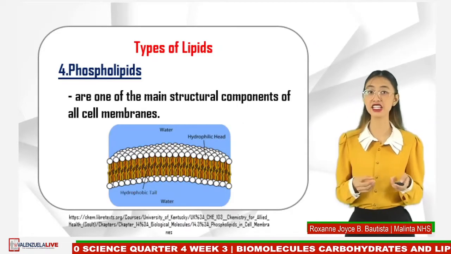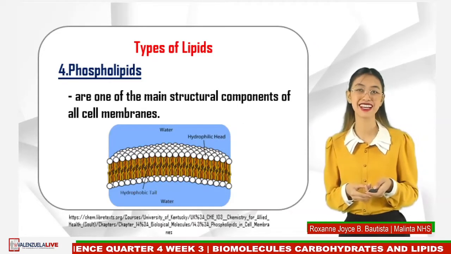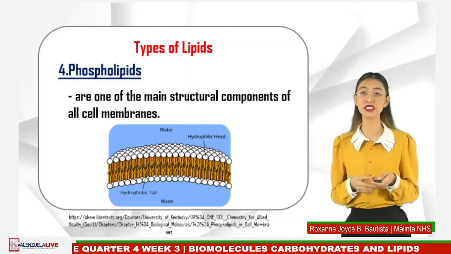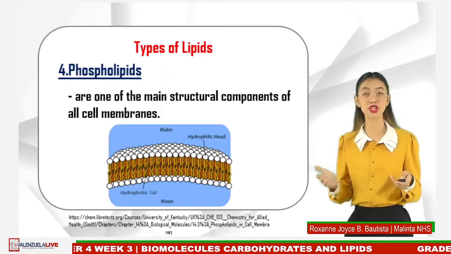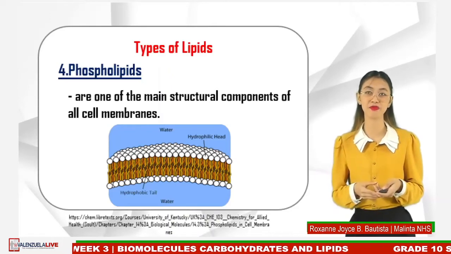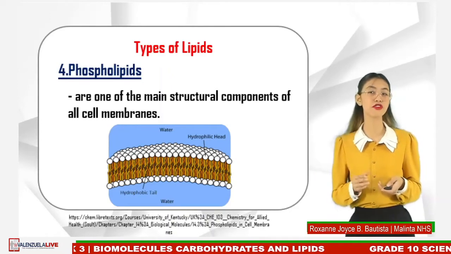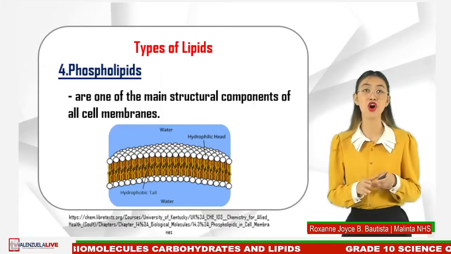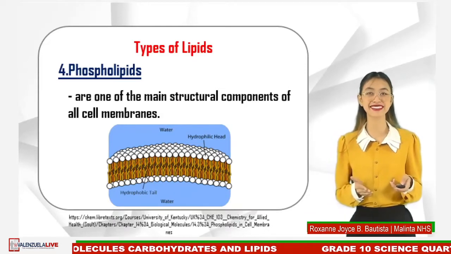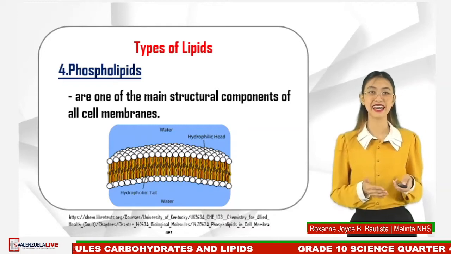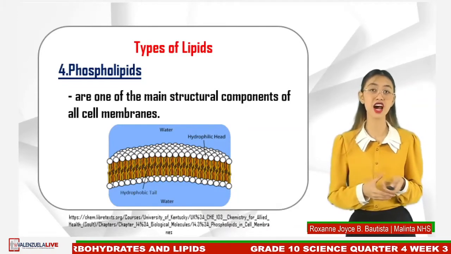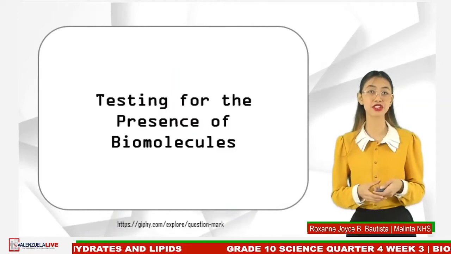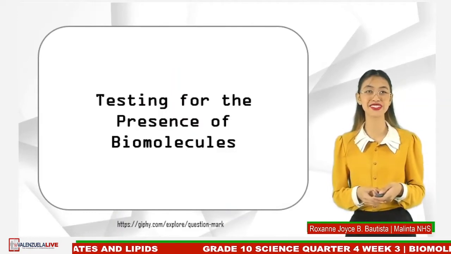And lastly, we have phospholipids. Phospholipids make up the fourth major group of lipids. They are very similar to fats in their chemical makeup. Phospholipids are one of the main structural components of all cell membranes. Now that we already know the lipids and their types, let us now proceed to the testing for the presence of biomolecules.